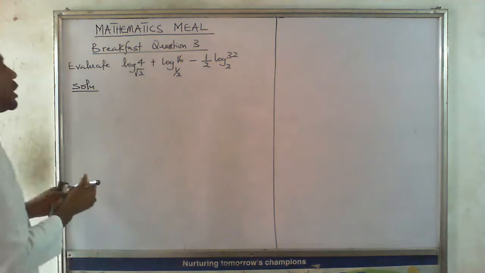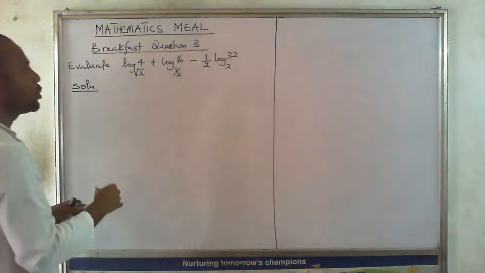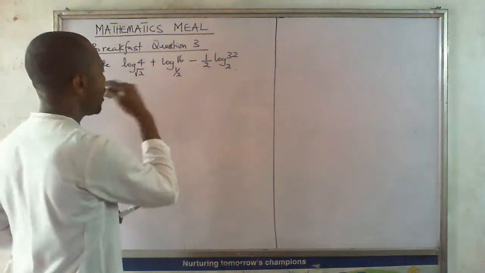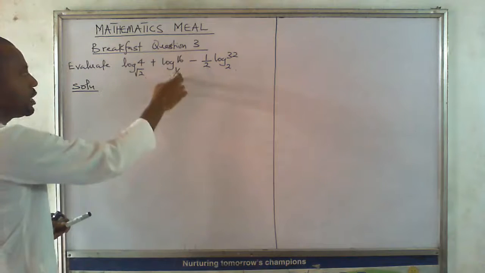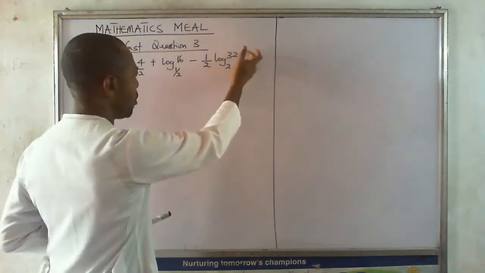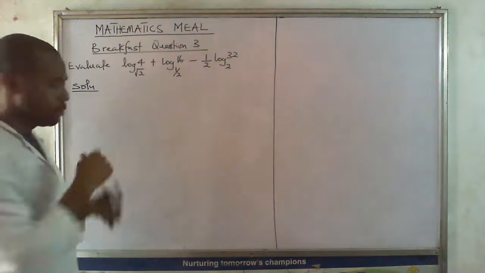We're asked to evaluate log 4 in base root 2, plus log in base half, that's log 16 in base half, minus 1 over 2 log 32 in base 2.